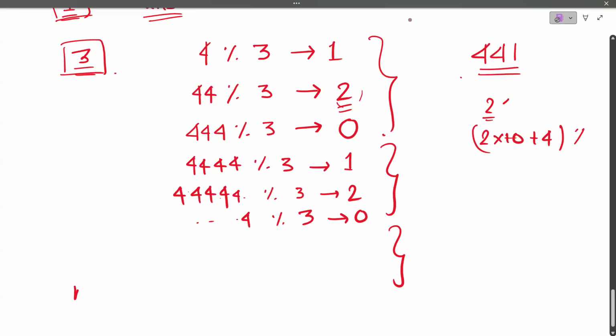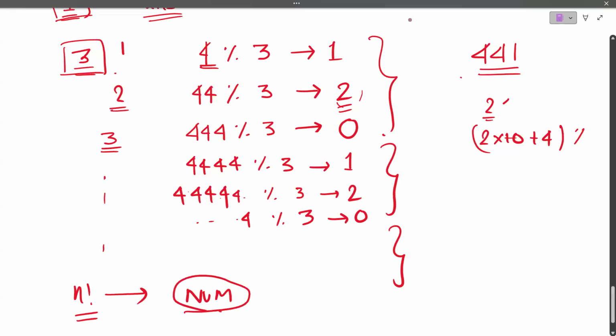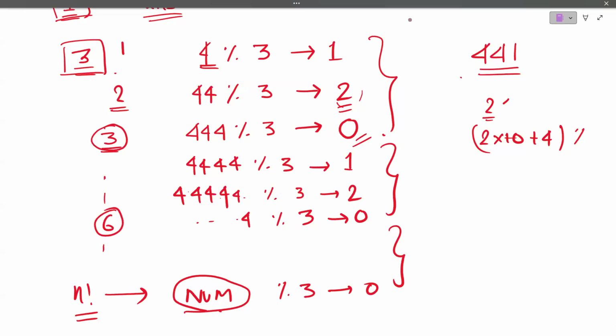And I know that this n factorial will come at some position, right? My num is built so that the first element has just one digit, then there will be two digits, then three digits. Similarly, I will get a number with n factorial digits, which will be my num. So I basically need to check whether num modulo 3 is 0 or not. I know that 0 comes at every third location. Here 0 came at the sixth location. This number will be divisible by 3 only when its length is a multiple of 3 in this position. So I just need to check whether n factorial is divisible by 3 or not in this case.